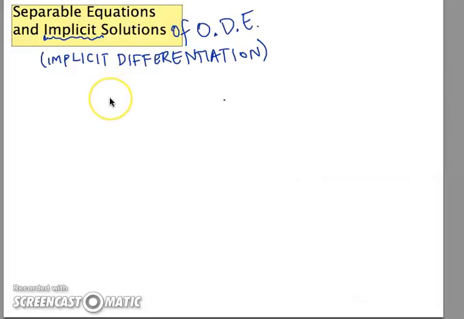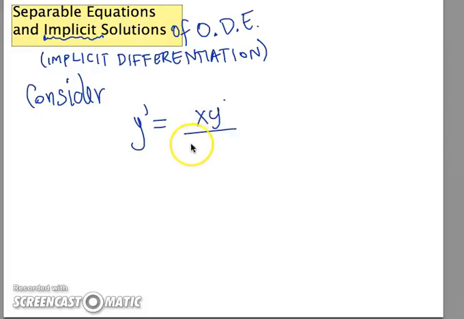So there are expressions that relate variables. However, it's not possible to express one variable explicitly as a function of the other variable, but they are related, they are bound by this implicit relationship, and therefore we had learned back in calculus 1 how to differentiate those types of relationships. So let's consider a differential equation of the form, say, y prime equals xy over y squared plus 1.